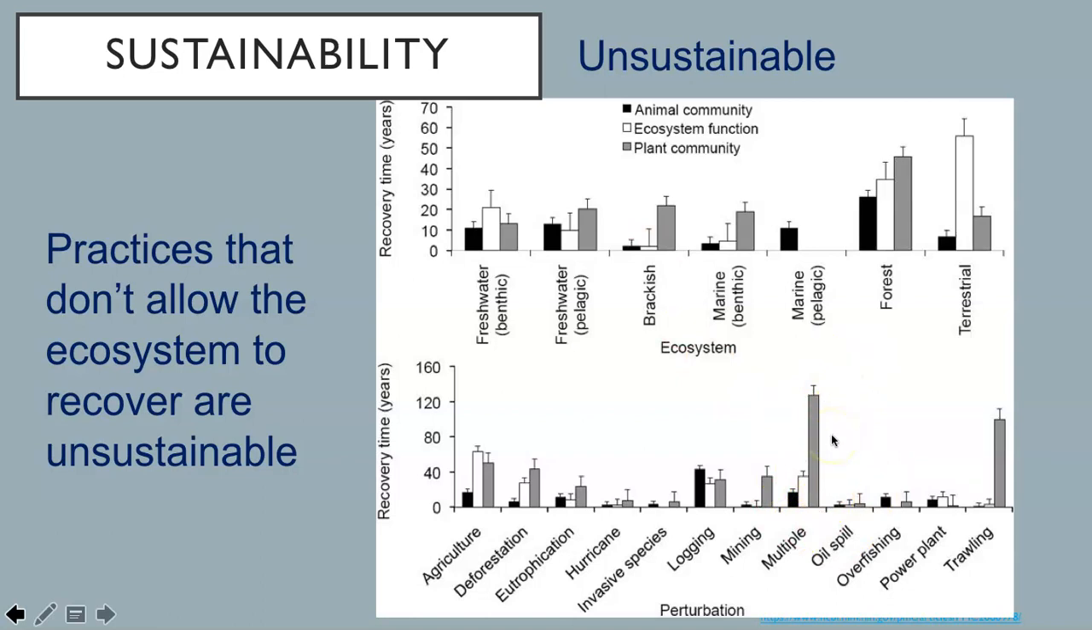Human practices investigated by this study that disrupt or destroy ecosystems include, but aren't limited to these: deforestation, eutrophication, invasive species, logging, mining, oil spills, overfishing or overhunting, also power plants and trawling. Again, practices that don't allow ecosystems to recover are unsustainable.